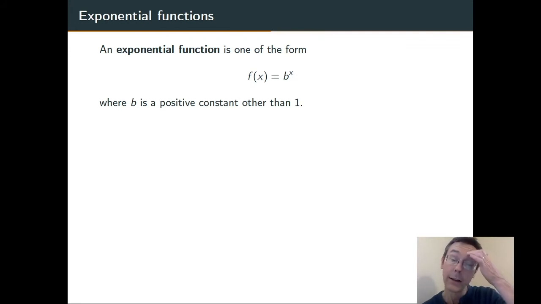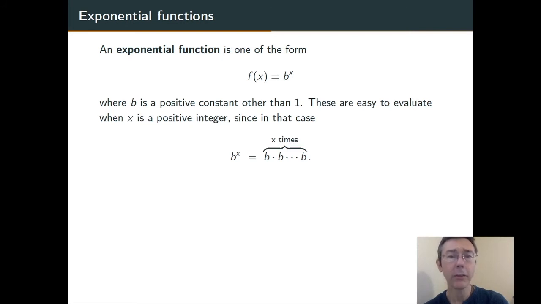We're ready to define an exponential function. It's one that looks like this. The real key thing here is that the exponent is the variable. X is in the exponent, not in the base. B, the base, has to be a positive constant, can't be equal to 1. If b were equal to 1, the function would just be constant. It would be 1. So it won't really do to call that an exponential function.